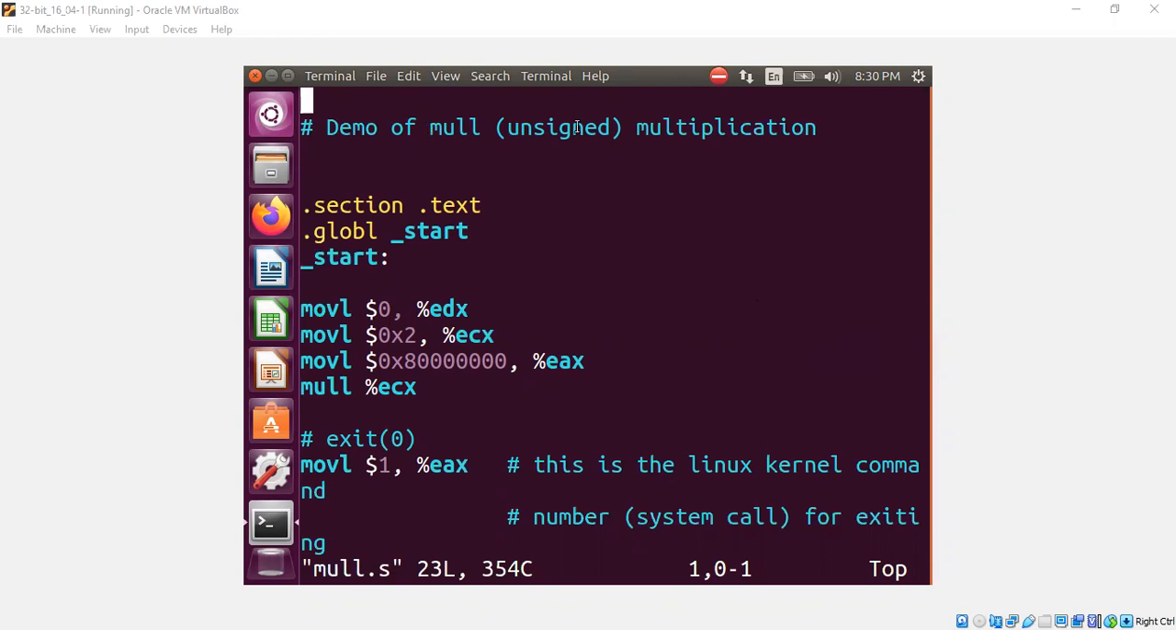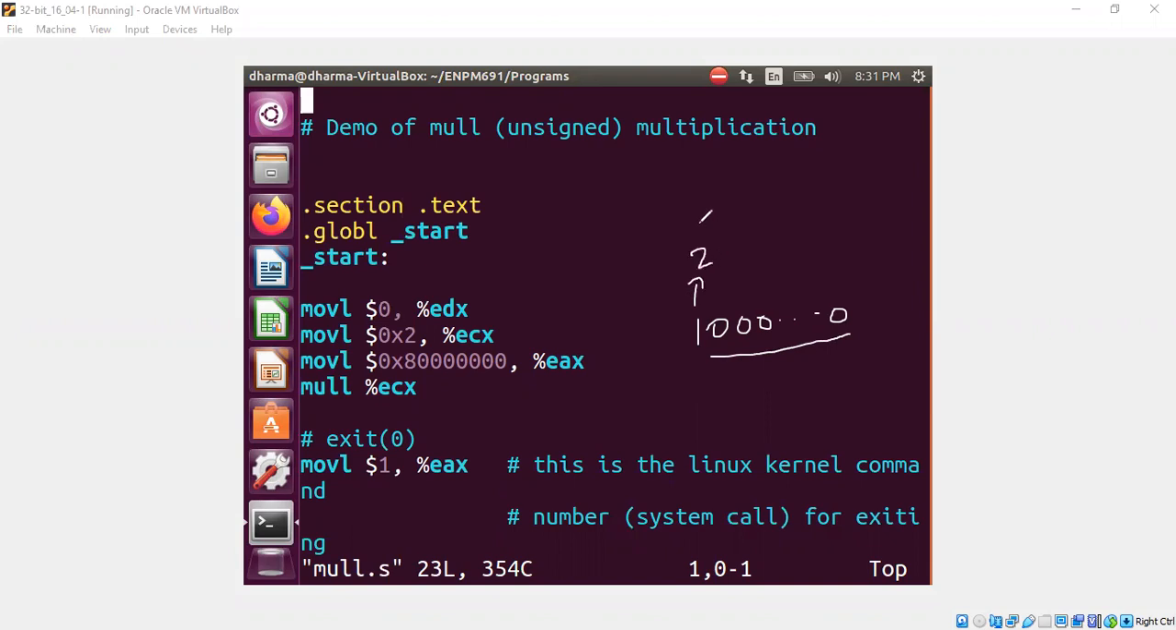Mull means multiplication. Suppose you have your EDX register with the value 0, ECX with the value 2, and EAX is 2 power 31. If you write this in binary, it will be a 1 followed by 31 zeros, and this is 2 power 31.